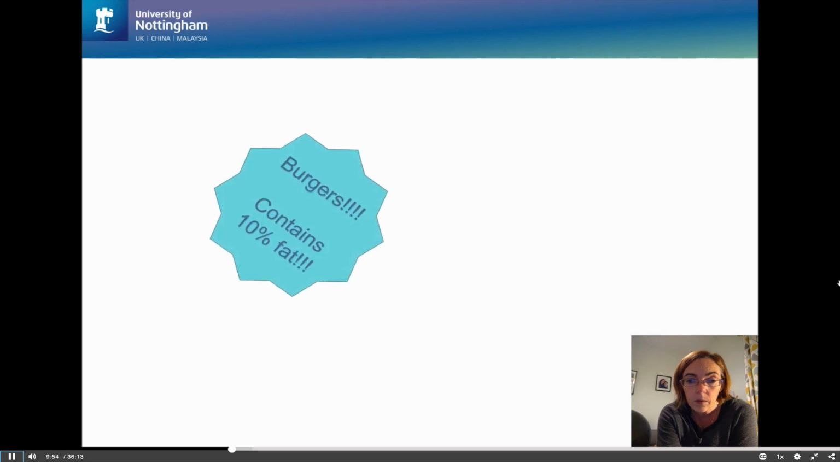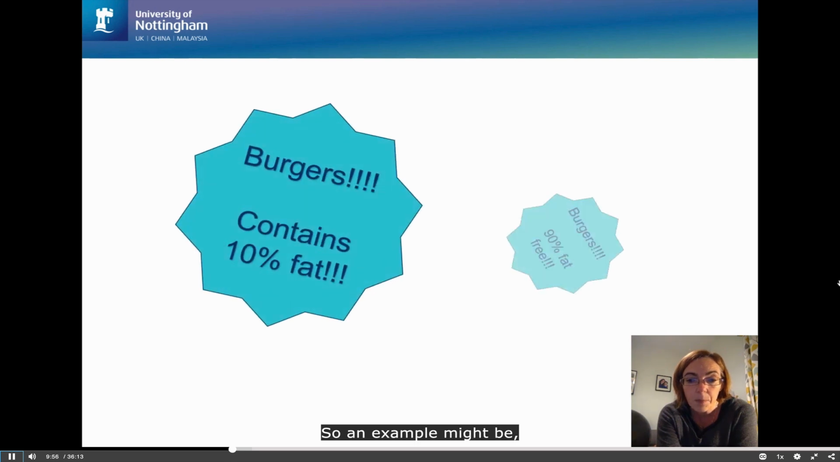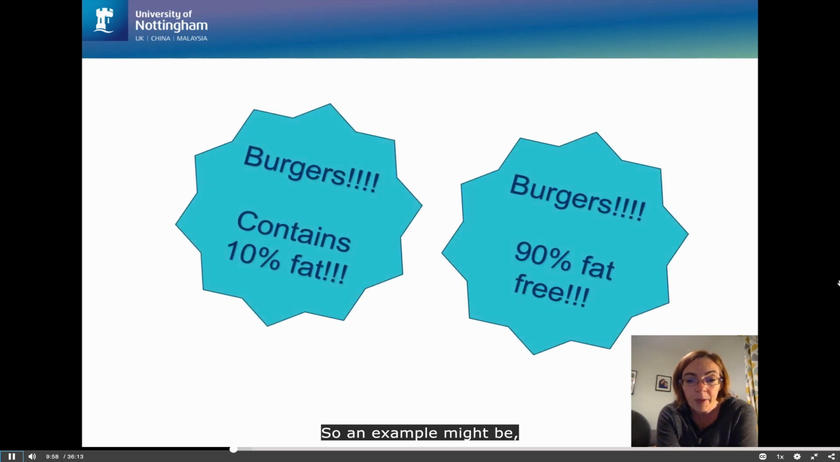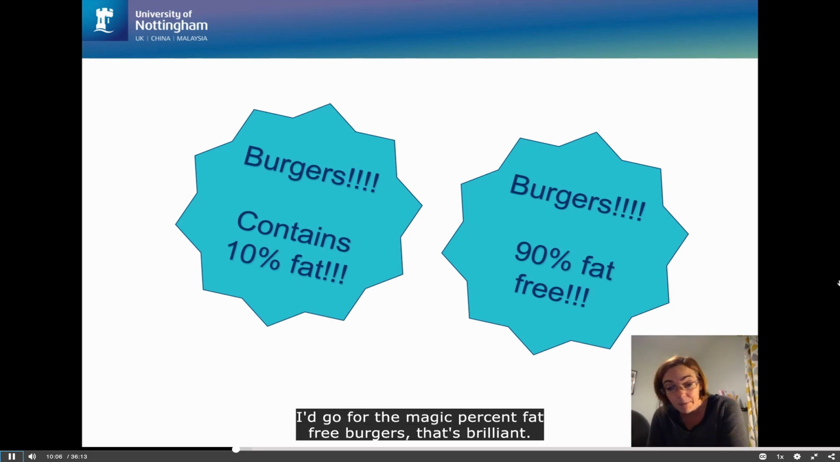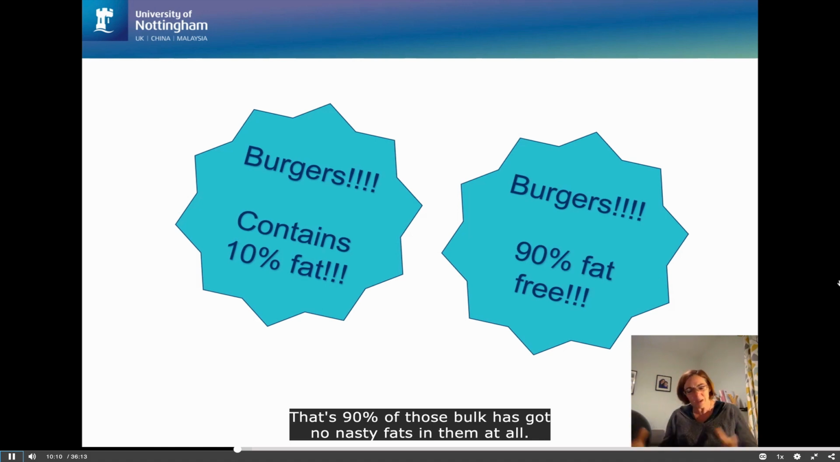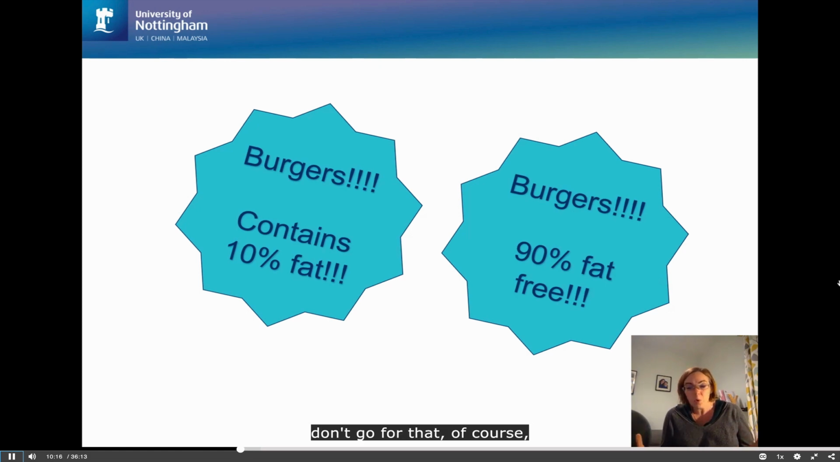So an example might be: do we buy the burgers that contain 10% fat or the burgers that contain 90% fat-free? I'd go for the 90% fat-free burgers. That's brilliant, that's 90% of those burgers that have got no nasty fat in them at all. 10% fat, that sounds a lot. I don't want to go for that. Of course, it's exactly the same thing.